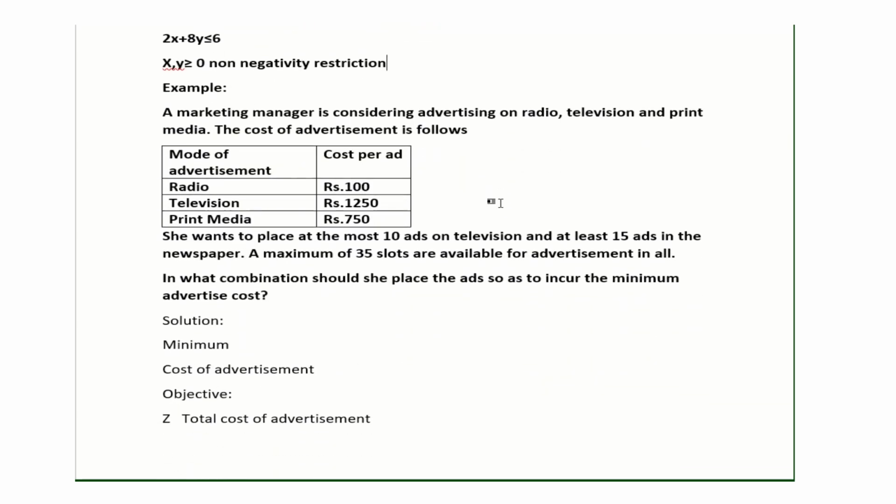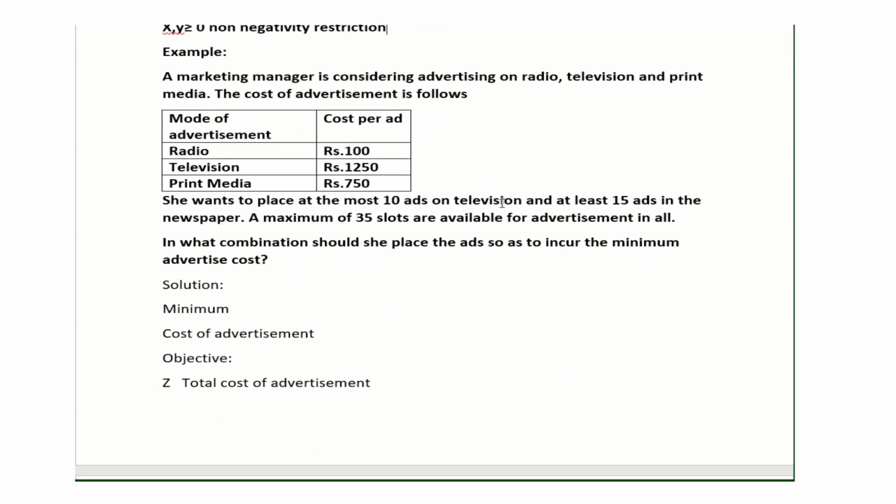Next there is a problem, a marketing-based problem. Just read the question. A marketing manager is considering advertising on radio, television and print media. The cost of advertisement is as follows. The mode of advertisement and cost per ad: radio rupees 100, television rupees 1,250, print media rupees 750. She wants to place at the most 10 ads on television and at least 15 ads in the newspaper. A maximum of 35 slots are available for advertisement in all. In what combination should she place the ads so as to incur the minimum advertisement cost?